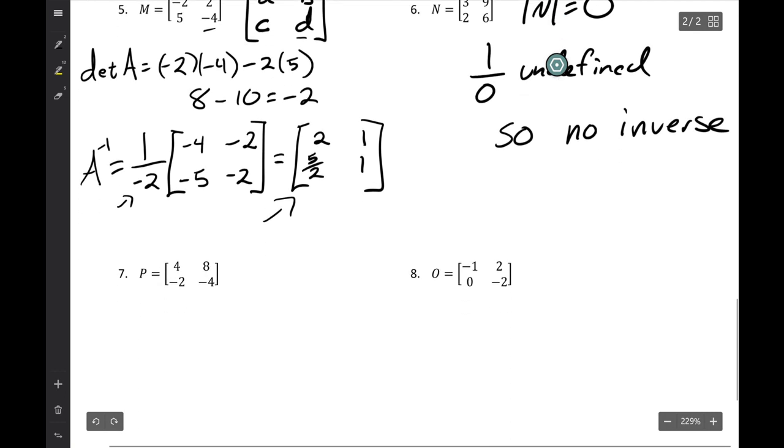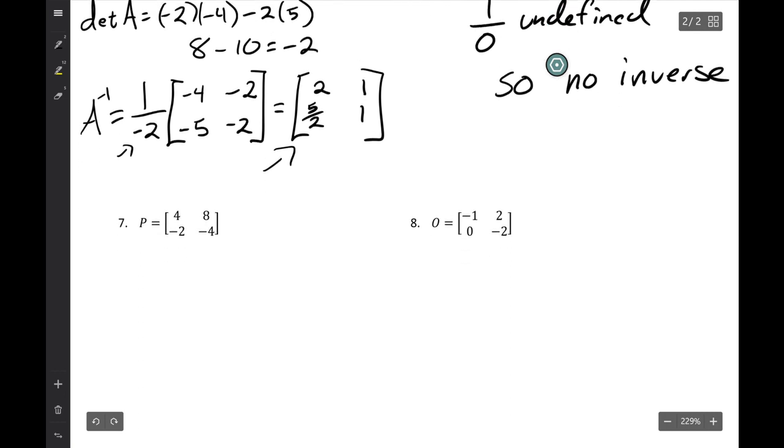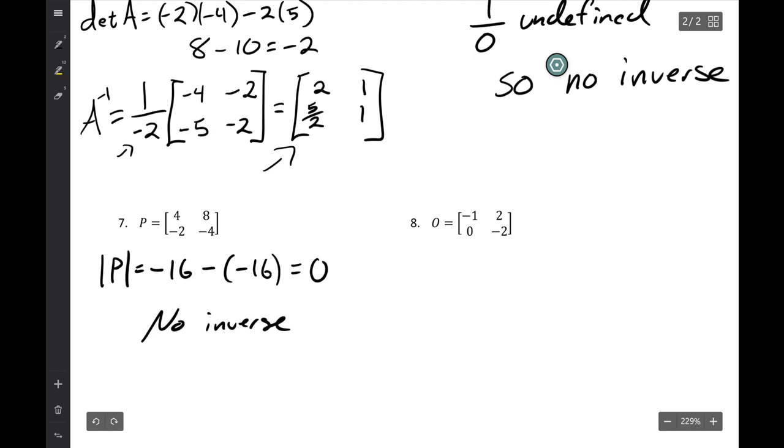All right, moving on. Same process here. 4 times negative 4 is negative 16, minus 8 times negative 2, which is negative 16. Oh, that's equal to 0. So the determinant of P is equal to 0, which means no inverse. These are actually kind of rare to have no inverse, but it could happen. You always have to check. It's really important.